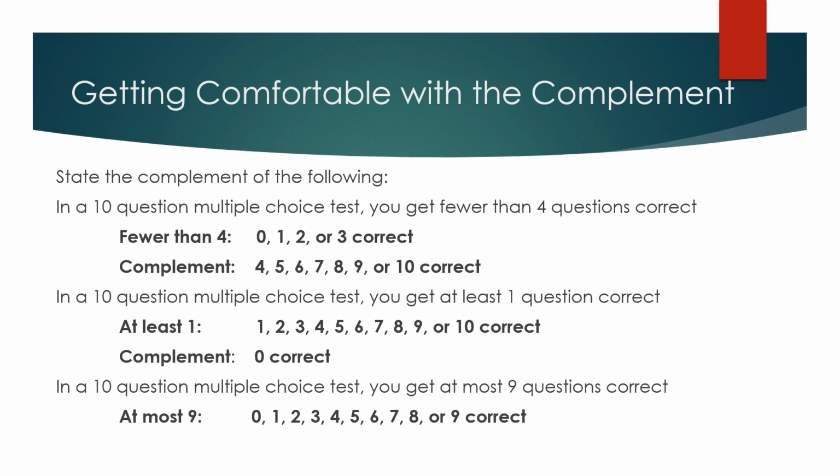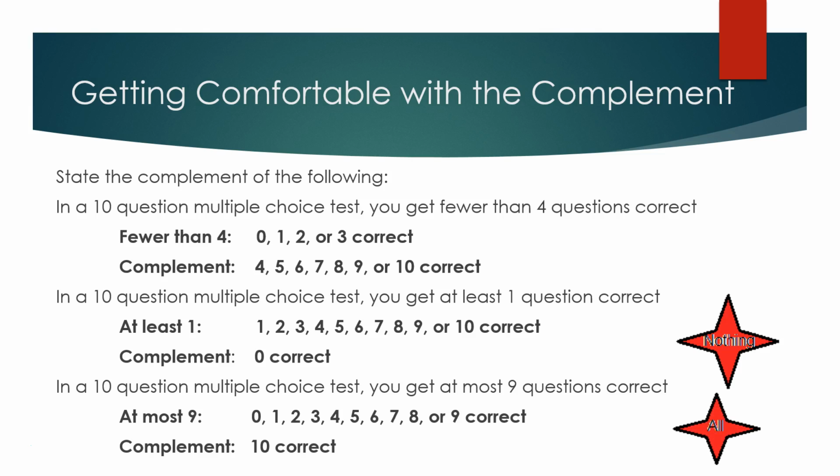That's going to be 0 through 9, which means the only thing that's left here is getting all 10 correct. Now, what you might notice is that the rest of the complements had things that are all over the place, but we had a nothing here with getting 0 correct, and we had an all with getting 10 correct. So this is a lead-in to how the complement allows us to take our regular probabilities and find more with them without doing some crazy sample space stuff.